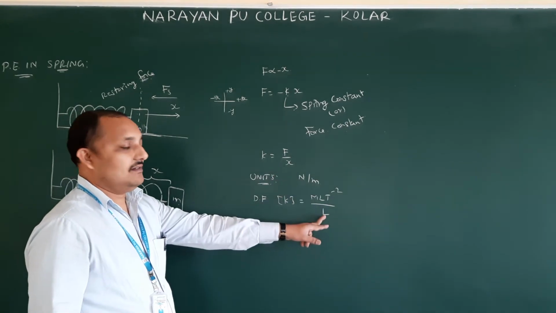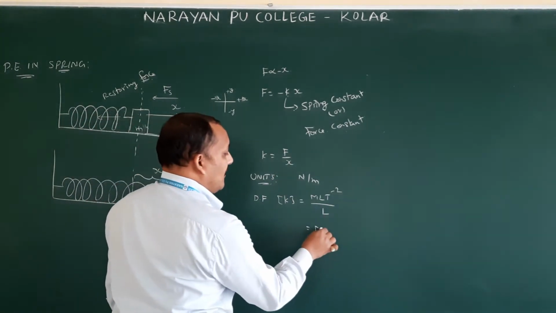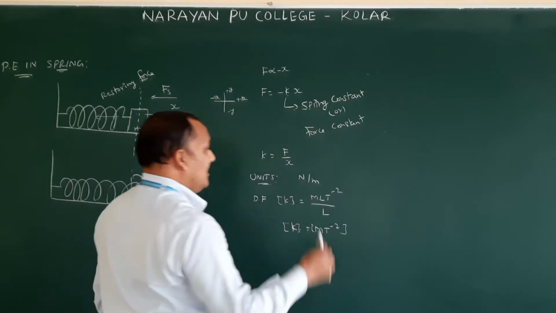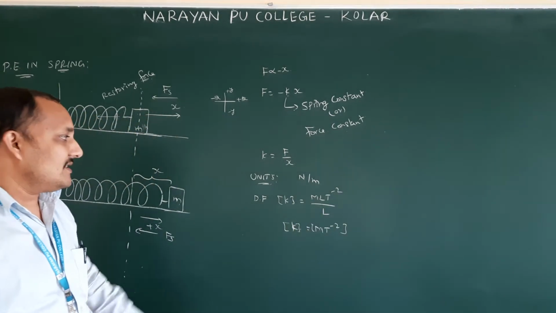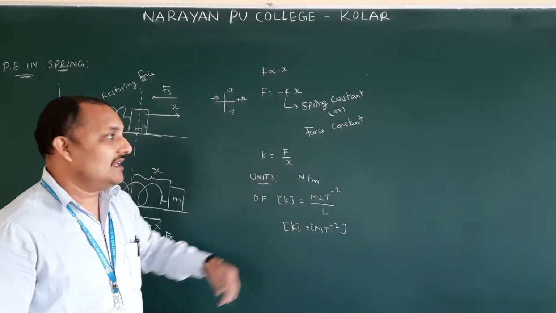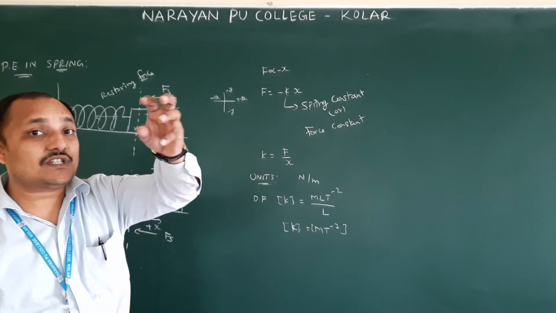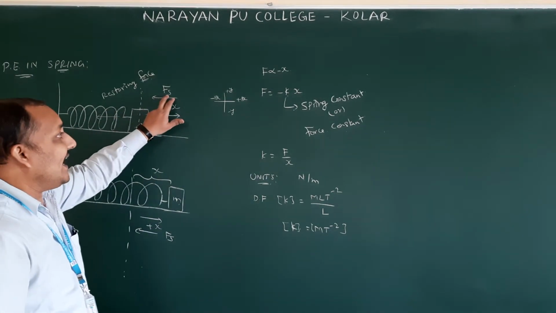Force per elongation, distance, length, that is L. Therefore, the unit is MT^-2. This is the force constant or spring constant, with its units and dimensional formula. So F is equal to minus Kx. So this is the restoring force developed within the spring, Fs.